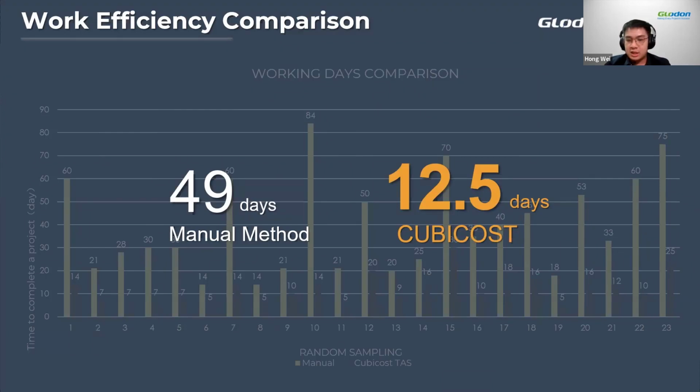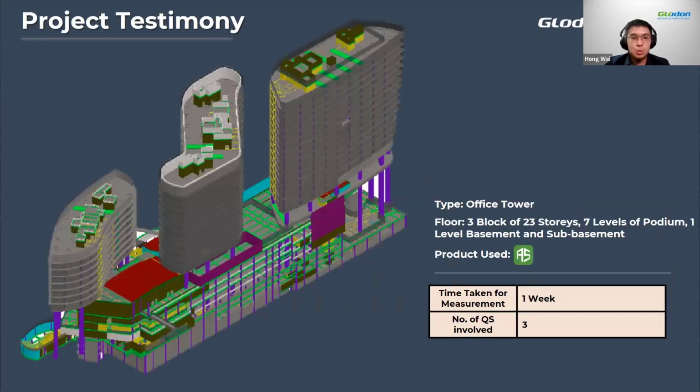And to give you some project testimony examples, this is one of the clients in Malaysia that completed this office tower project. So you can see the time taken for measurement as well as the QS involved. And bear in mind, this is a 3-block, 23-storey office tower. The time for completed measurement is only a week with only 3 QS. If you're doing the traditional method, you may take longer, up to 2 or 3 weeks, with more QS involved. So with this efficiency, you're able to get more projects, which in turn means more revenue.